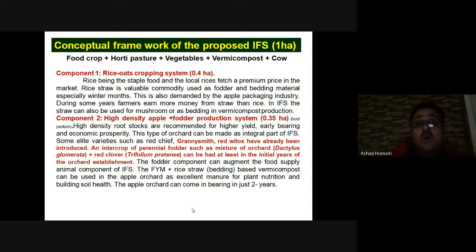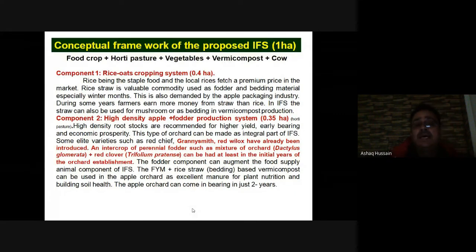Plus oats gives a yield of 300 to 400 quintals per hectare. And this type of farming system can be a very sustainable option before the farmers, not only for food security, but also generating fodder for gainful employment and supplying nutritious fodder to the cow unit of 3 to 4 cows. Then 0.35 hectare can be diverted to high density apple fodder production system.